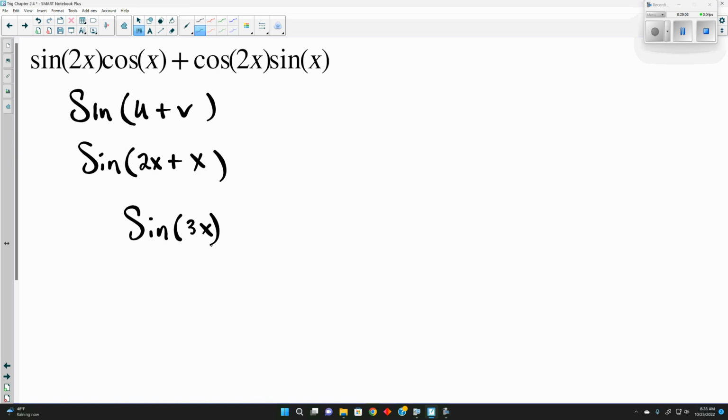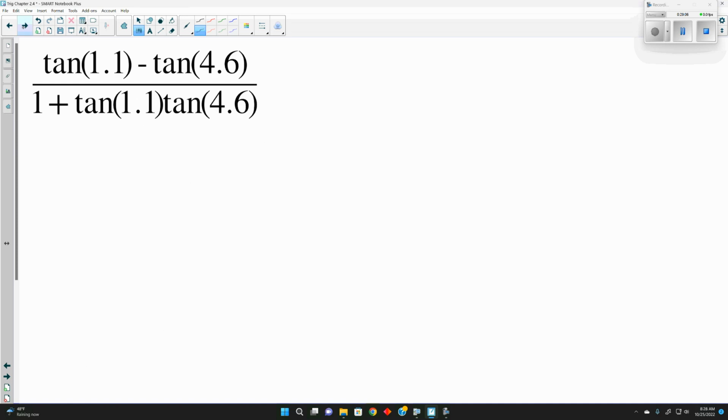Questions on this here? So again, this one here we want to simplify for tangent. Now looking at this here, there's two places we look for the tangent formula, just to make sure we have the correct one. And it's between the two tangents in the numerator. So we have tangent of 1.1 minus tangent of 4.6. And on bottom, we have 1 plus tangent of 1.1 times tangent of 4.6, because those two spots are really going to tell us which one it is.